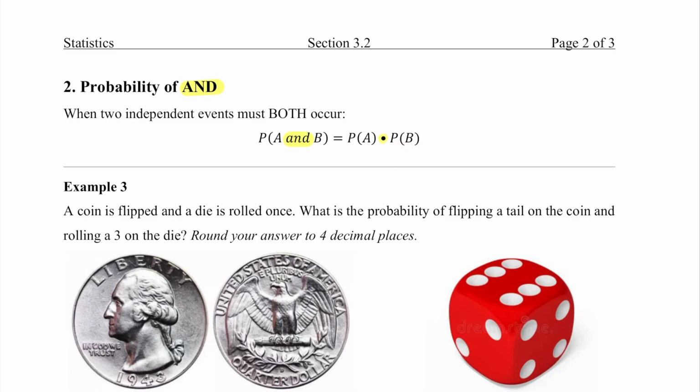Let's see why this works. The probability of one event happening is represented by P of A. The probability of the other event is represented by P of B. Because the events are independent, we multiply the probabilities together. And this formula only applies if both A and B are independent. If A and B are dependent, we'll use a different formula.